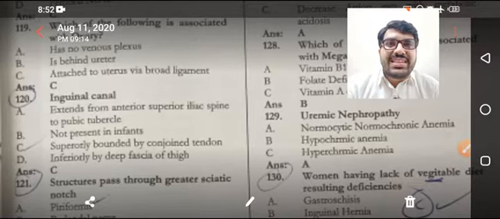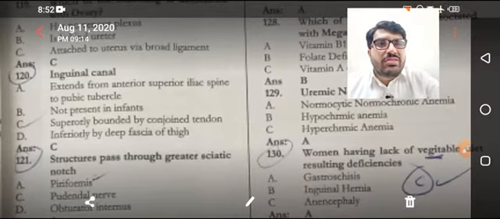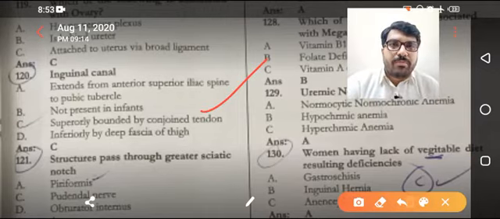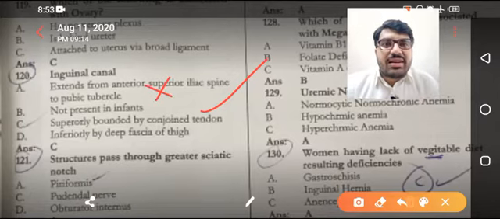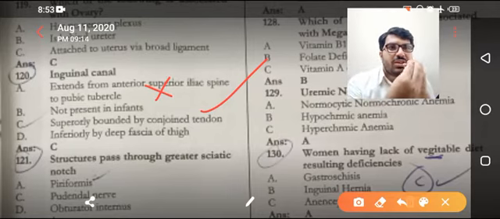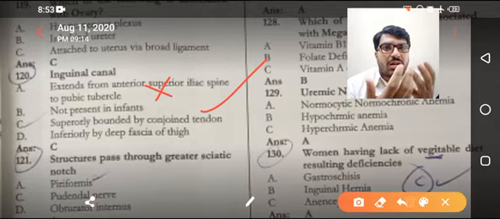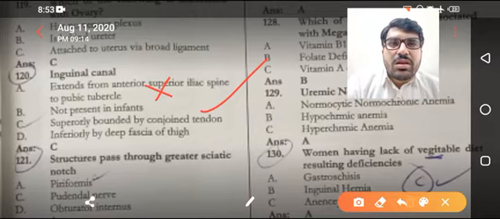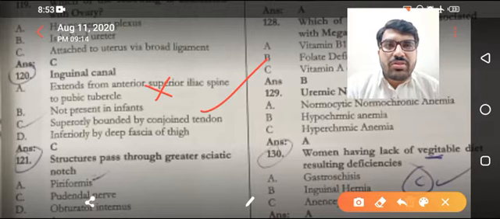Coming next, the inguinal canal, superiorly bounded by the conjoined tendon, and this is the CPSP key as well. Option A is the wrong option. It does not extend from the anterior superior iliac spine, it extends from the deep inguinal ring. Not present in infants? It is present in infants, but with very small length, because the deep and superficial inguinal rings are at the same distance, and when the person grows up, the inguinal canal lengthens. Inferiorly by the deep fascia of the thigh, that is the wrong answer. So the right answer is C.